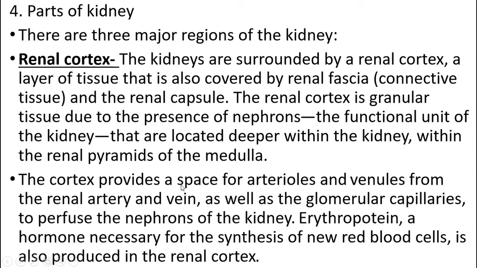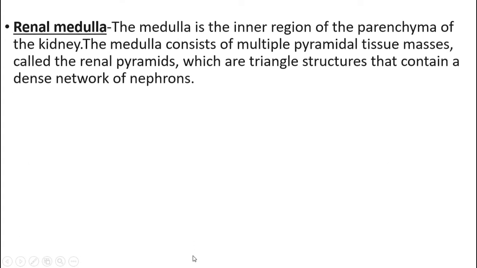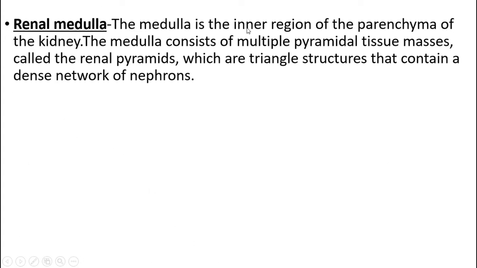The cortex provides a space for arterioles and venules from the renal artery and vein, as well as the glomerular capillaries to perfuse the nephrons of the kidney. Erythropoietin, a hormone necessary for the synthesis of new red blood cells, is also produced in the renal cortex. Second part is the renal medulla. The medulla is the inner region of the parenchyma of the kidney. The medulla consists of multiple pyramidal tissue masses called renal pyramids, which are triangle structures that contain a dense network of nephrons.